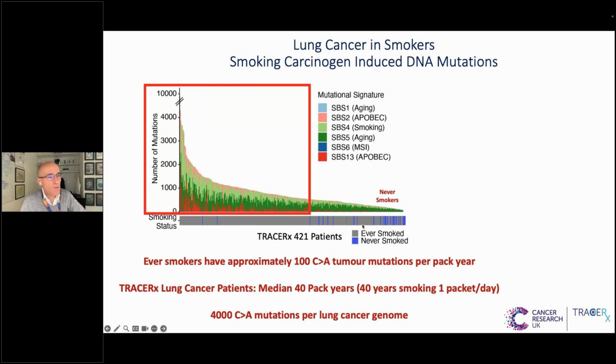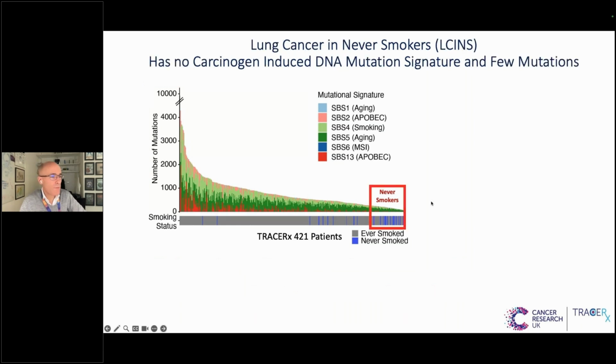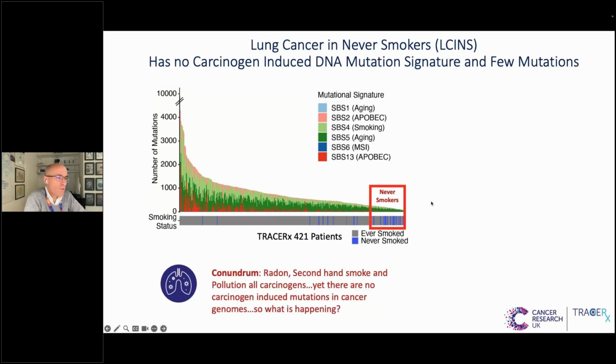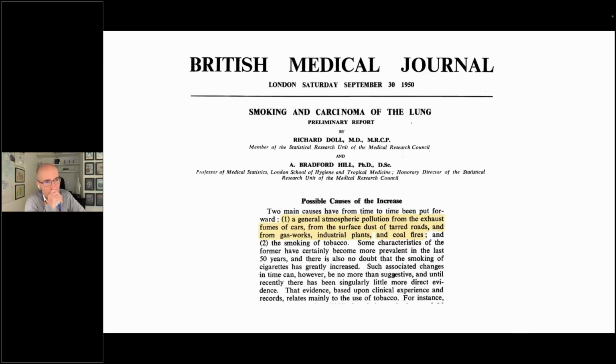Now, the never smokers, obviously on the right-hand side of this plot, have a very, very low number of mutations in their tumor genomes. They're shown here. So we've got a conundrum, as I mentioned. Pollution, if it causes lung cancer, is a carcinogen. And if it's a carcinogen, why is it not mutating the DNA of tumor genomes? What is happening, and how could these carcinogens cause cancer without mutating DNA?